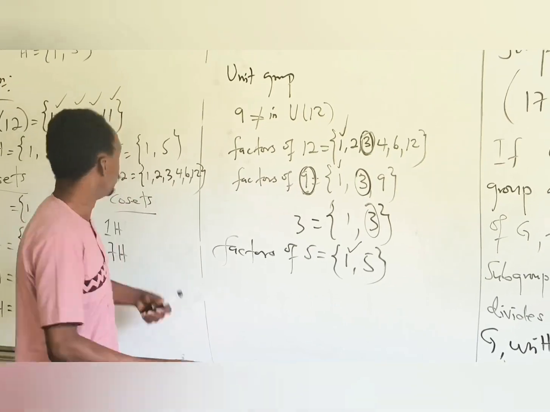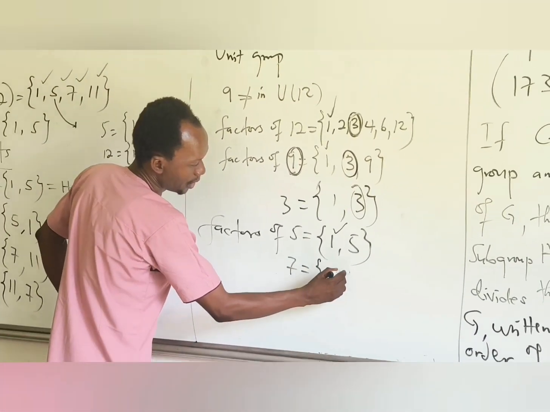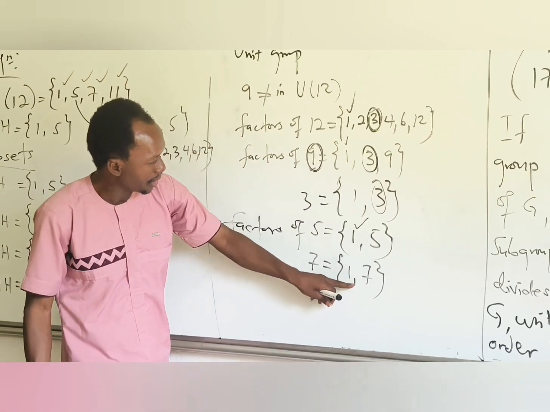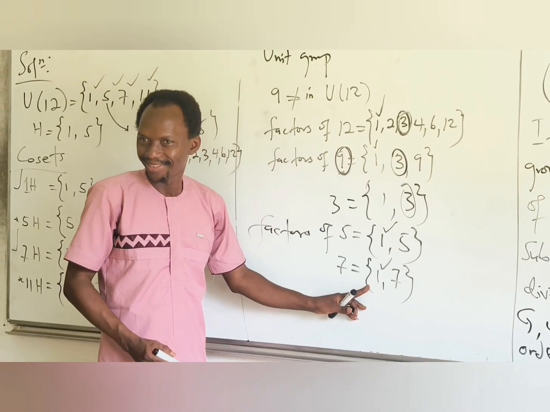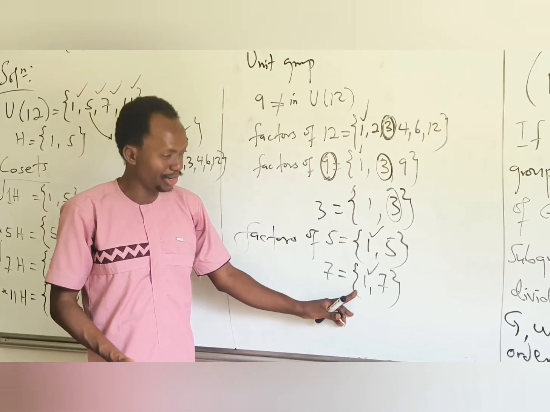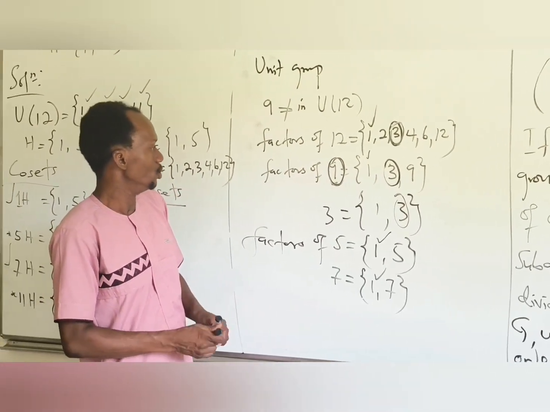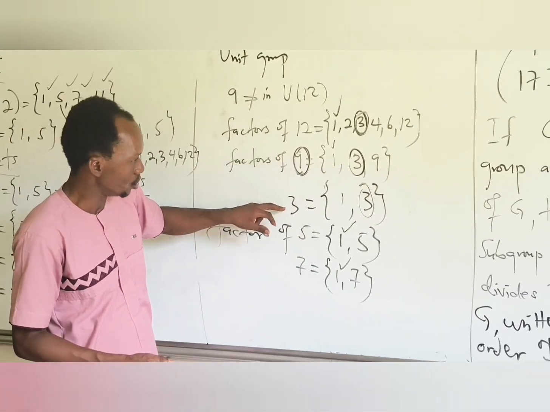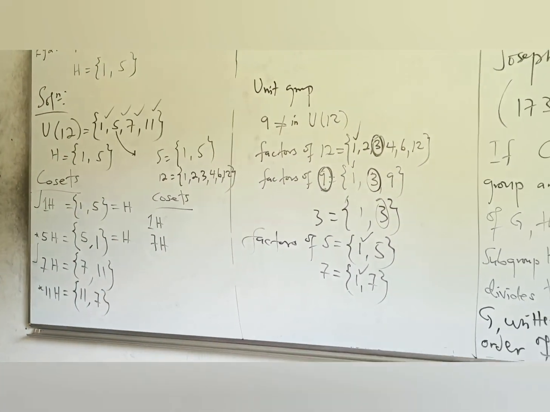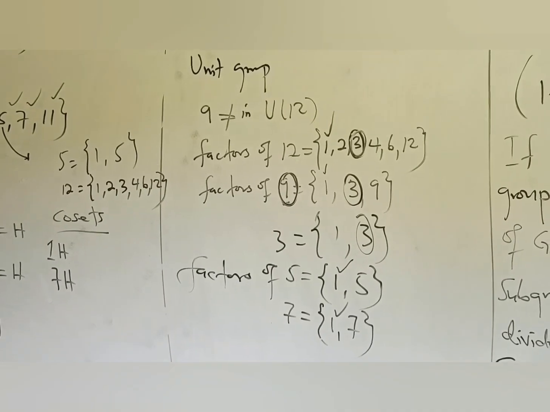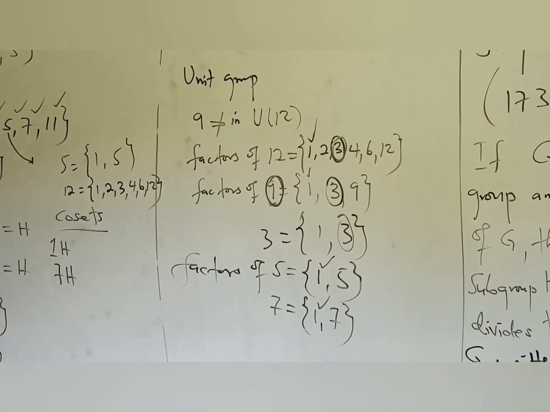Do you see? Look at 7. What are the factors of 7? 1, 7. Is that not it? How many numbers are here that are common to this? It's only 1. That's the meaning. Do you understand why? So that is why 7 is in the group U12, 5 is in the group U12, 3 is not, and 9 is also not in the group U12. Any other question?